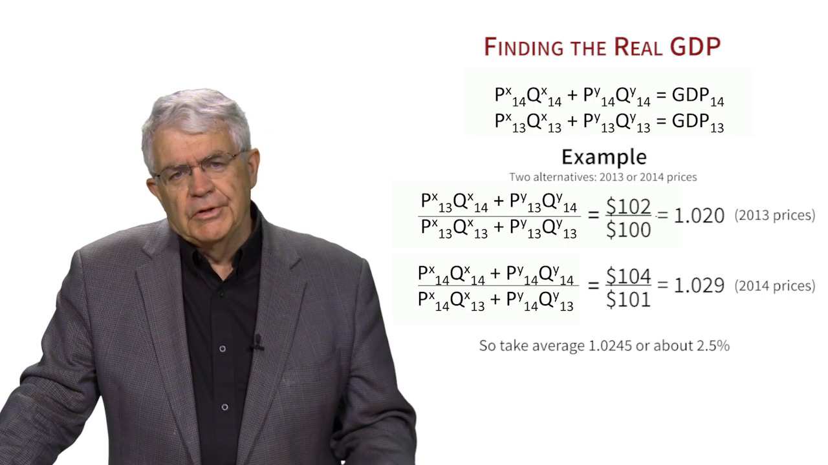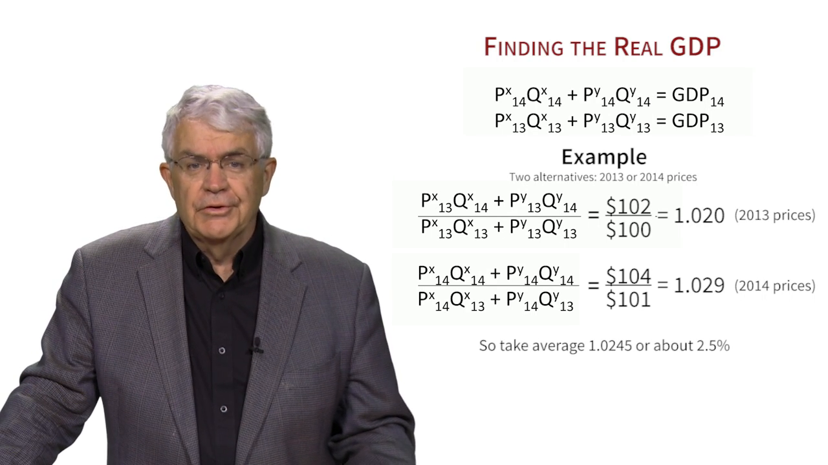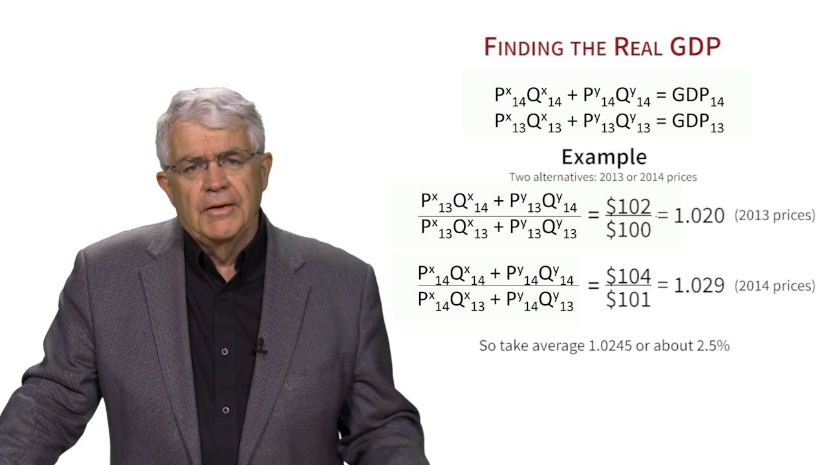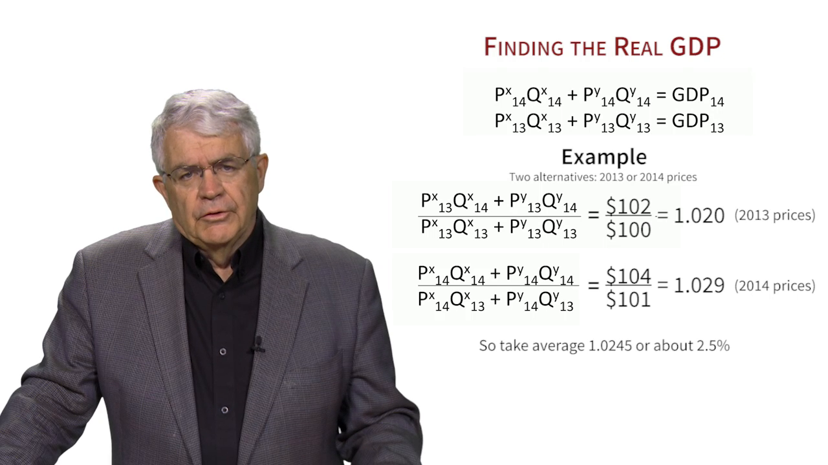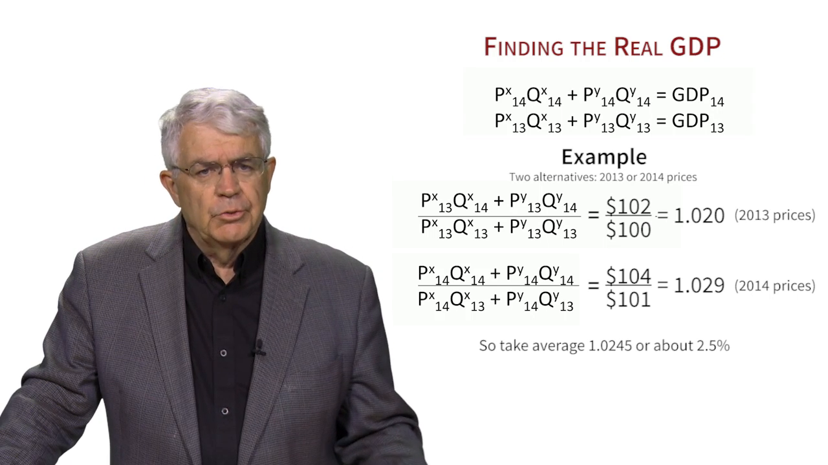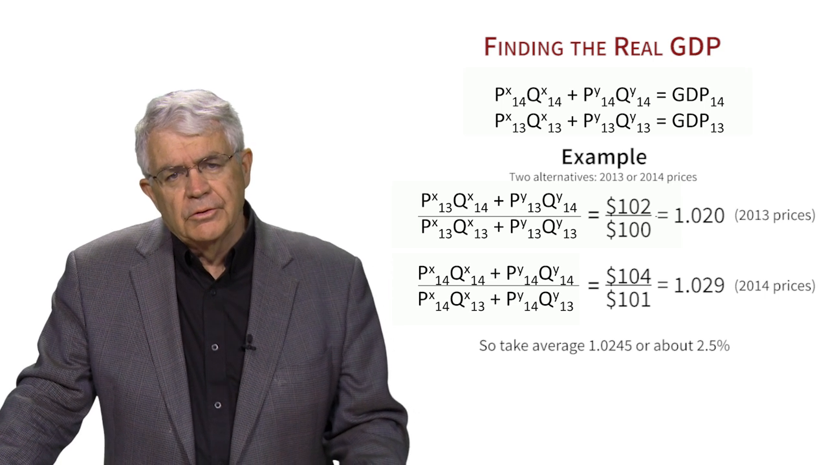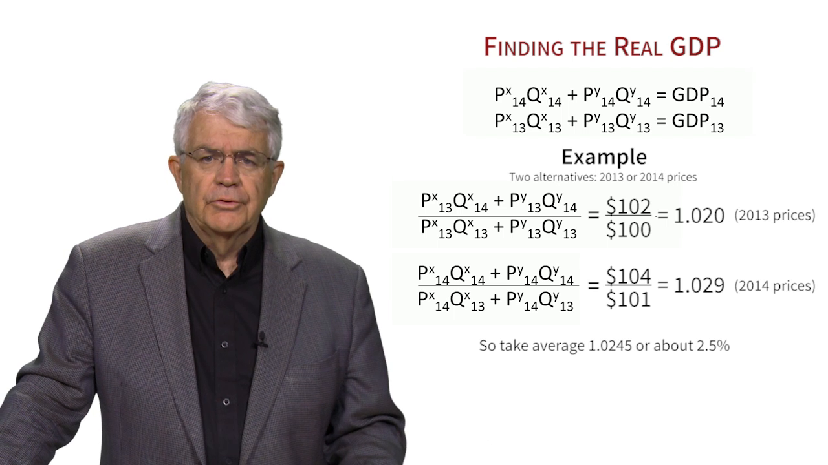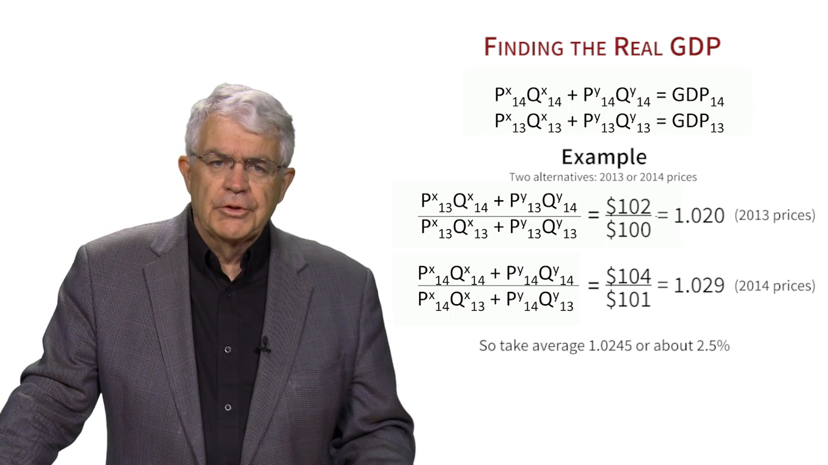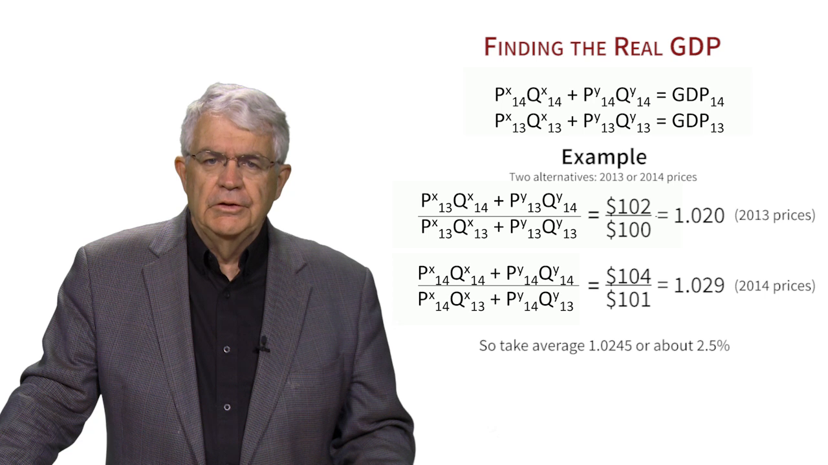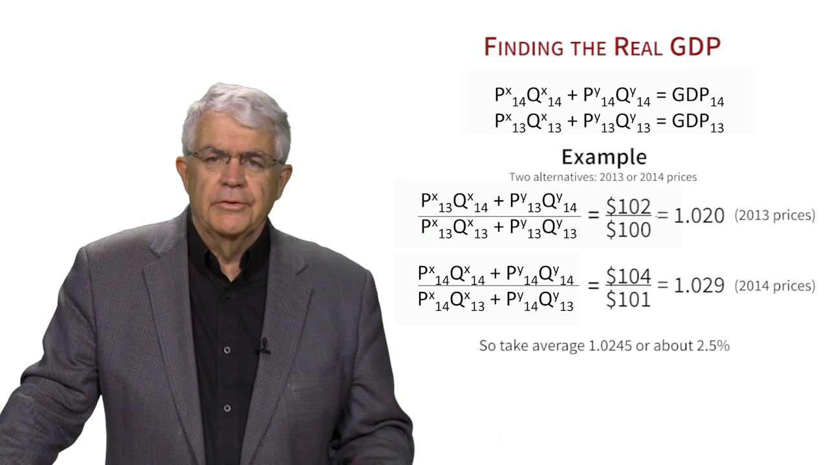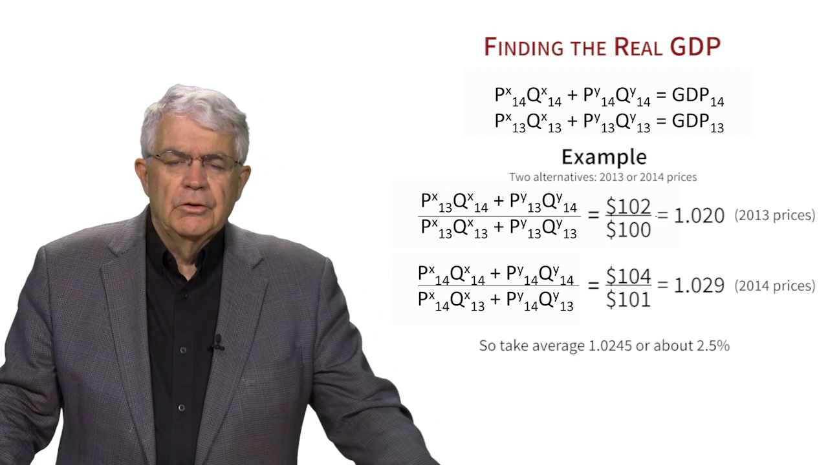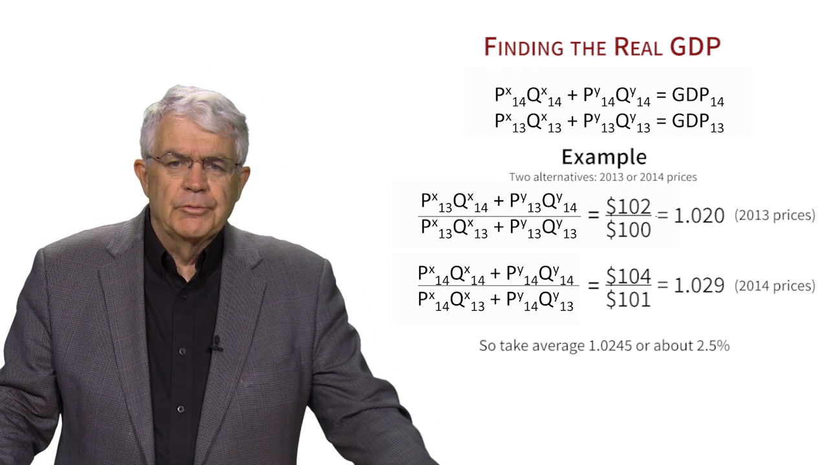But note, there's different ways to do this. In that example we used 2013 prices. Well, you could use 2014 prices just as well, go through the same exercise and value the production of goods X and Y in 2014 using 2014 prices, but also value the production in 2013 using 2014 prices. And when you do that, I have a little example over on the right in blue. Suppose it's $104 in 2014 and, using the same prices, $101 in 2013. Here you're going to get 1.029, which suggests a real GDP growth rate of 2.9%.